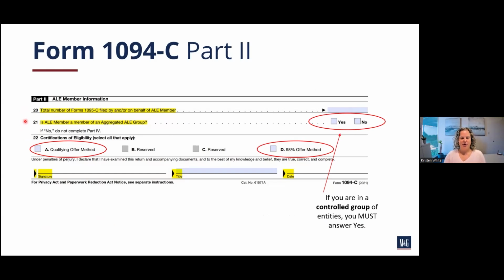21, asking if you're part of that controlled group. 22 has a couple different options here. Certainly not required to check these. No red flag if you don't. But if you are able to, then it can simplify reporting somewhat. So you have both A and D. If you can select both, great. 1, great. Neither, that's fine also.